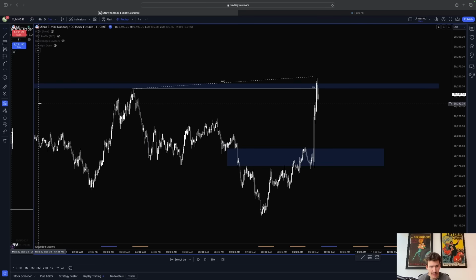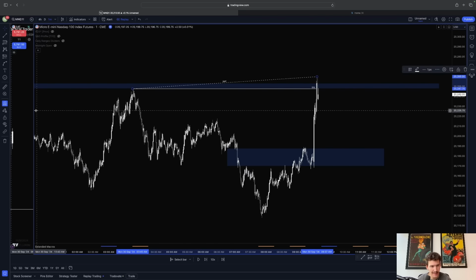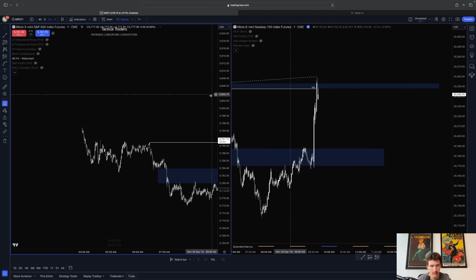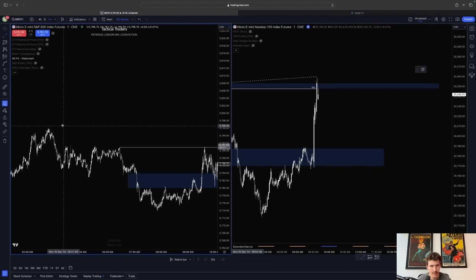This recent high just got taken. ES is nowhere near taking this high. We have an SMT, right? If we look at ES at this time, we're nowhere near taking this previous high, which at this time was here.